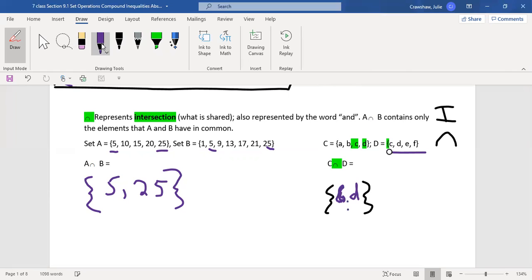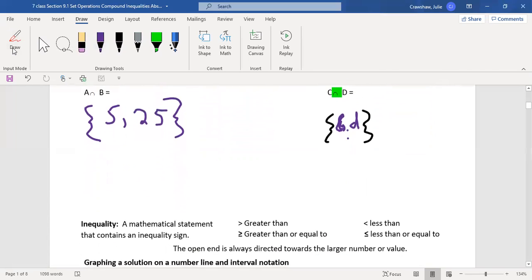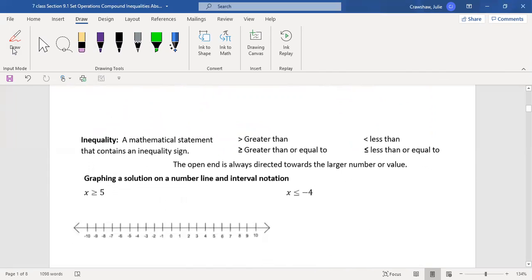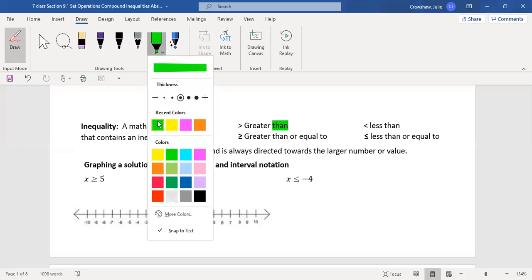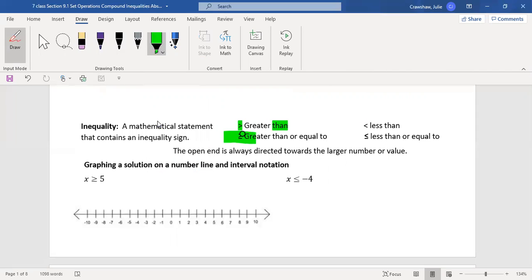Okay, so that is set operations. Now, in mathematics, we utilize inequalities. An inequality is a mathematical statement that contains an inequality sign. And an inequality sign is simply greater than, greater than or equal to, less than, or less than or equal to.